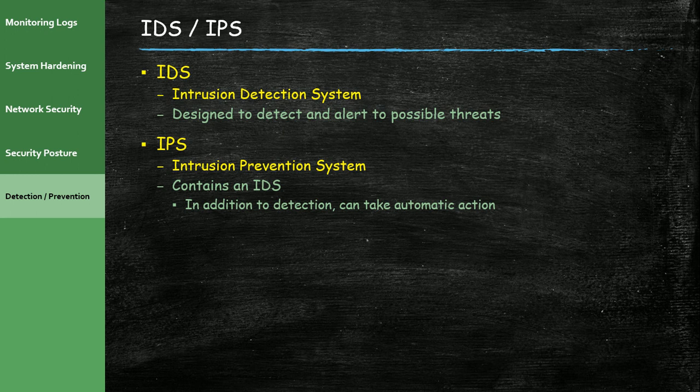All right, so we talked about a lot of stuff in this unit. We talked about monitoring your logs, hardening specific systems, and then hardening our network. I talked to you broadly about security posture and related that back to some of the material. And then finally, I talked about IDS and IPS very briefly.